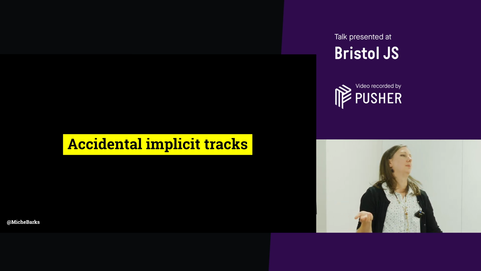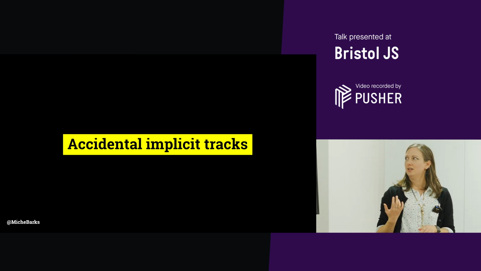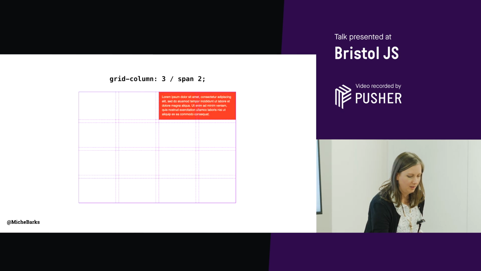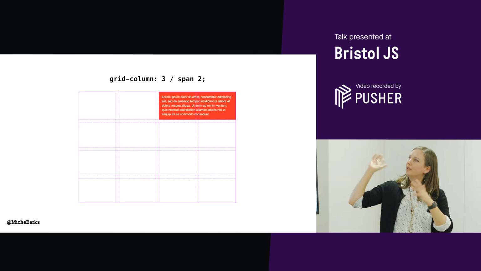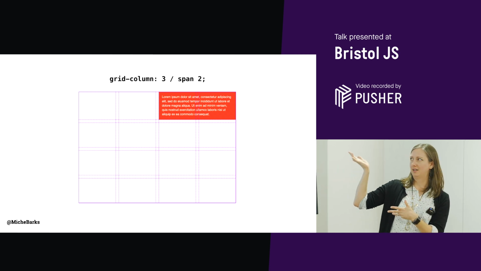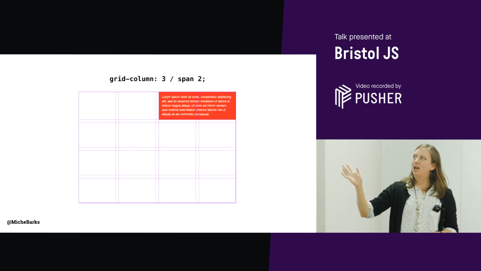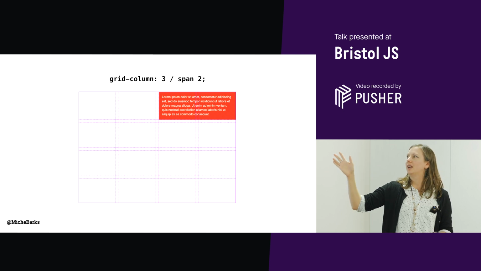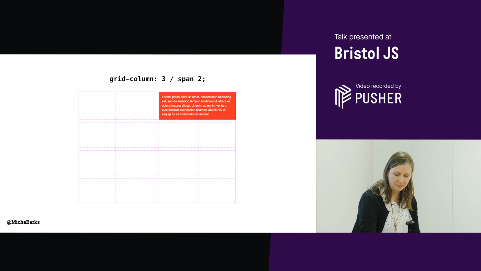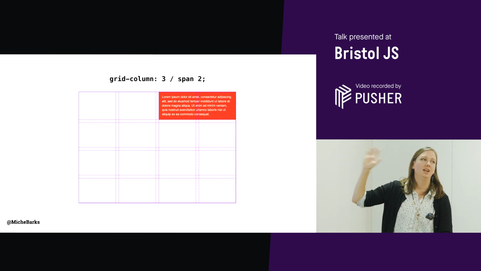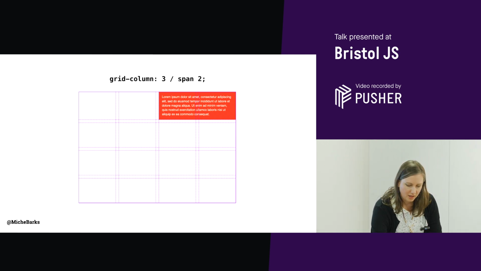And that's the first problem that I want to talk about, accidental implicit tracks. So let's say we want to place this red item on our grid, and I've put some content in there as well. So we want to place it on the 3rd grid line with a span of 2 column tracks, so it goes right up against the last line of our grid.